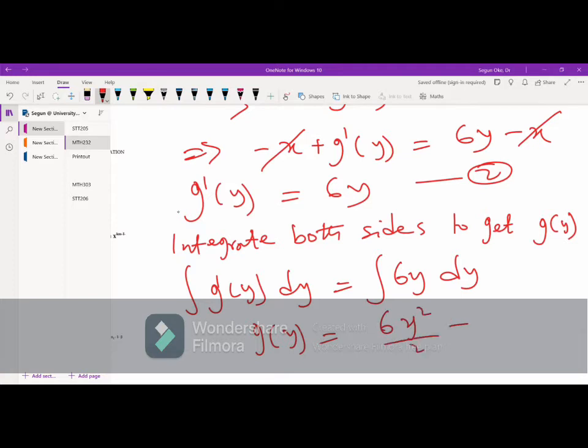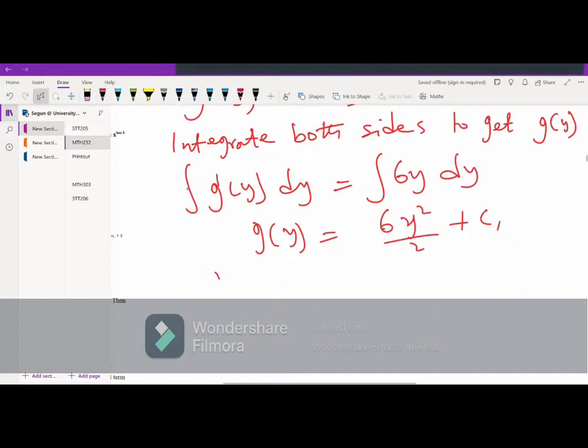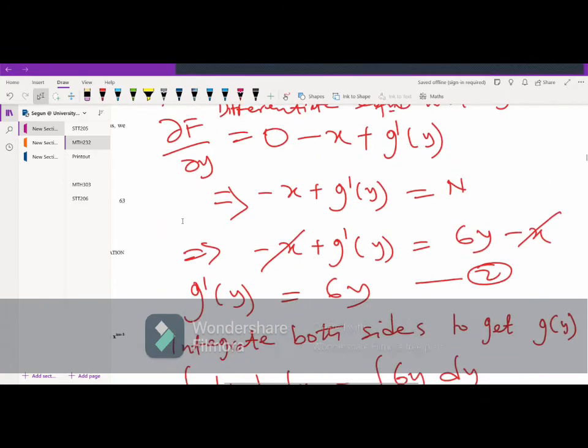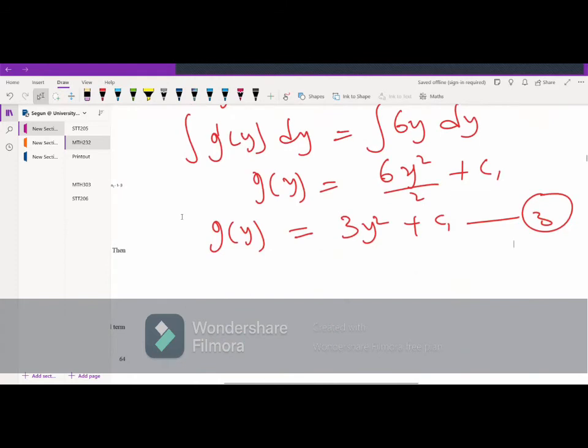Right? So you can say plus c, let's say plus c1. So at the end of the day, you have g of y equals 3y squared plus c1. Any question? So we call this one equation 3. Now, remember we have equation 1 up. Substitute equation 3 into equation 1. Any question?